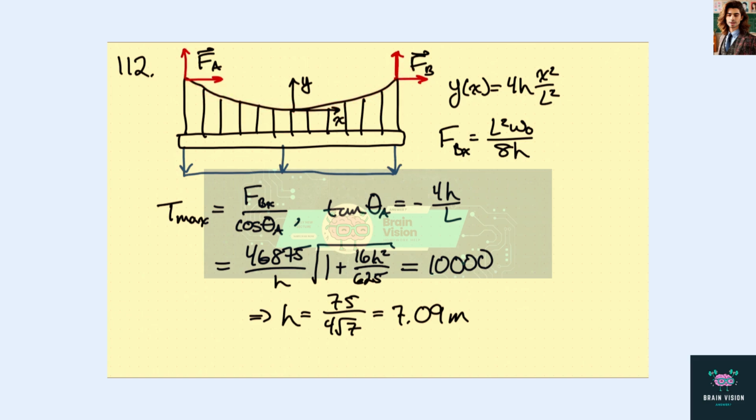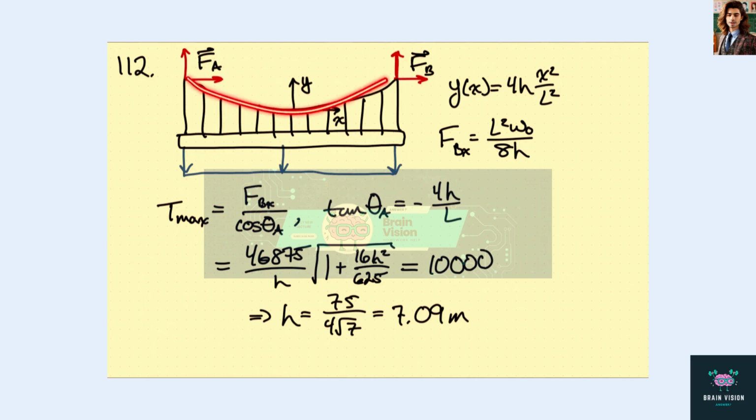It has a uniformly distributed load that varies uniformly as a function of x. It's not varying uniformly as a function of the position on the cable, though. So the height at both of these points above the origin is given as h, and that's an unknown that we're trying to find.